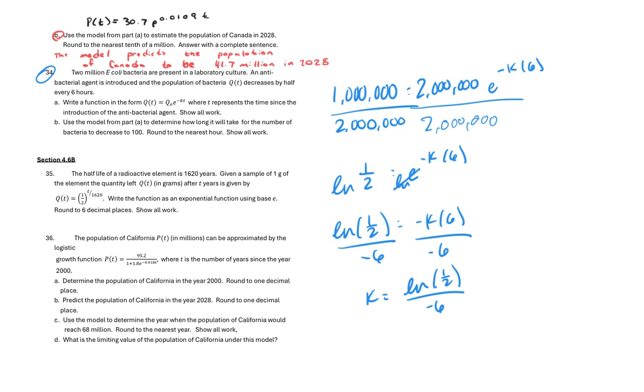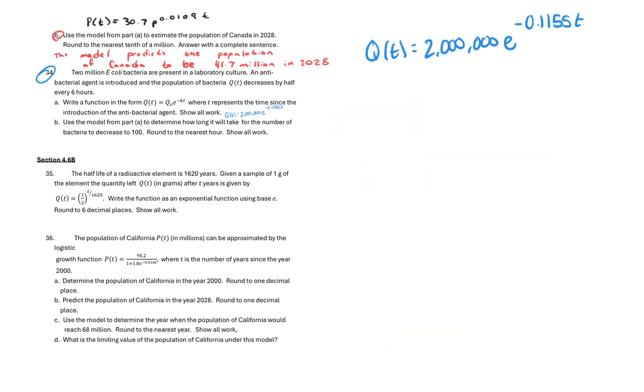When we put it into our calculator, we'll get 0.1155. So that's our k, which means our equation is going to be q of t is equal to 2 million e to the negative 0.1155 to the t. So now it says use the model from part A to determine how long it will take for the bacteria to decrease to 100 and round to the nearest hour.